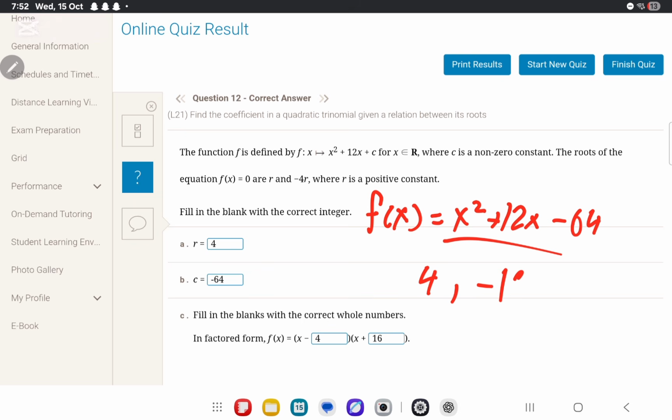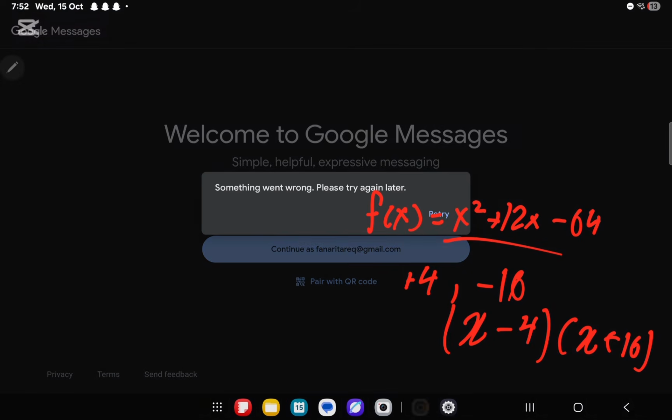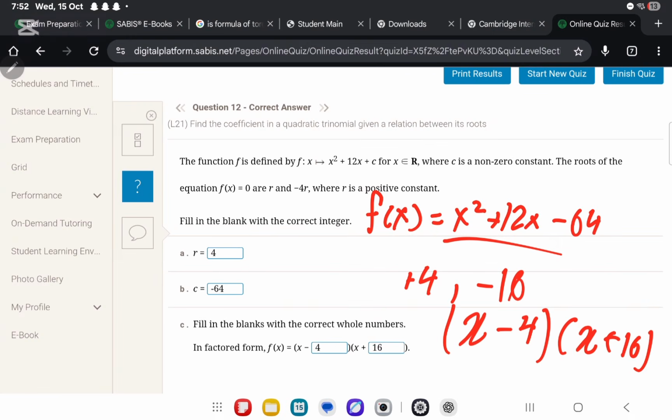So I'm just going to write x with the opposite sign of this. This is positive 4, so I'm going to say x minus 4. This is one of the roots. And this is negative 16, so the opposite sign, x plus 16. These are my roots. These are my factors. And this is the correct answer.